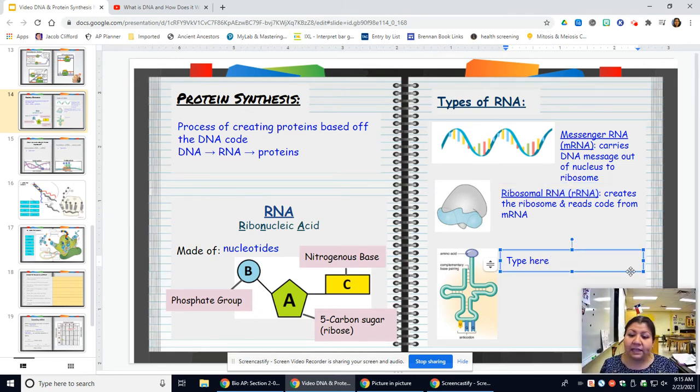Okay, so my last one. This is a weird looking thing. This is actually called transfer RNA.